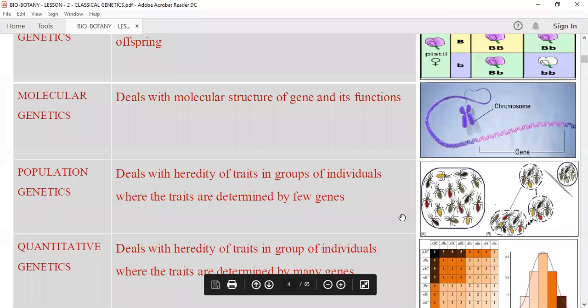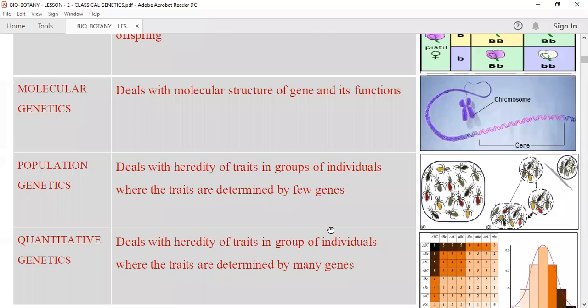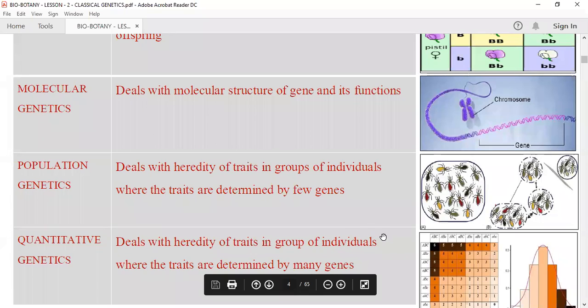One more thing you have to see: population genetics and quantitative genetics are somewhat the same, but in population genetics the traits are determined only by few genes, whereas in quantitative genetics it is determined by many genes.